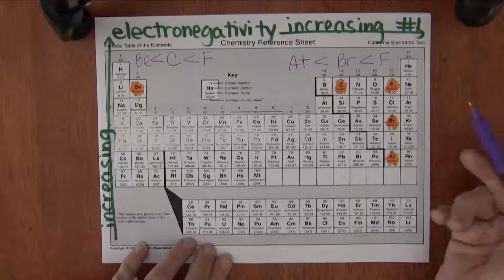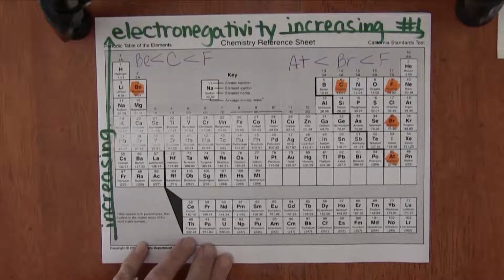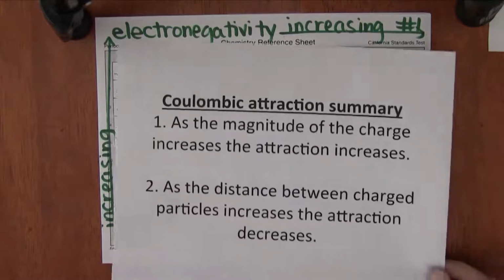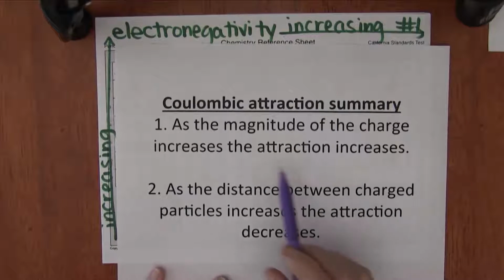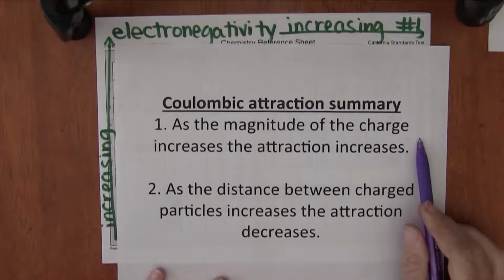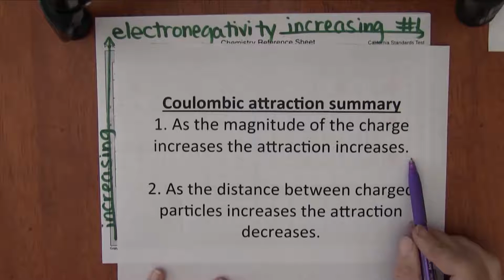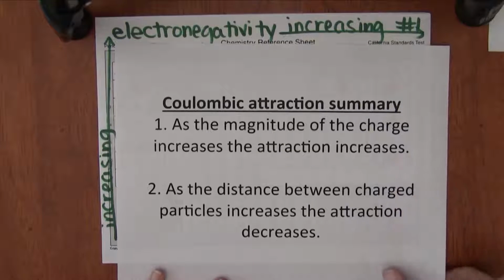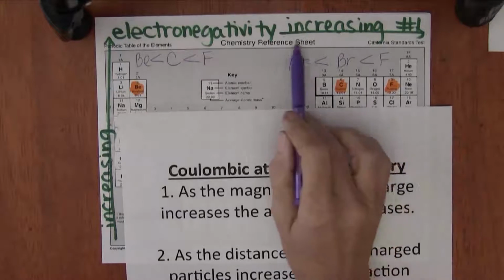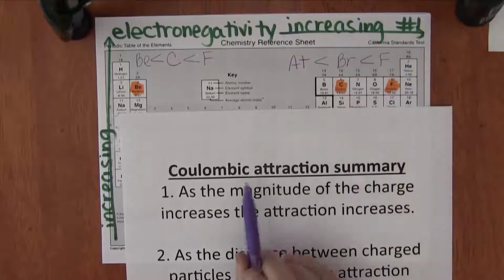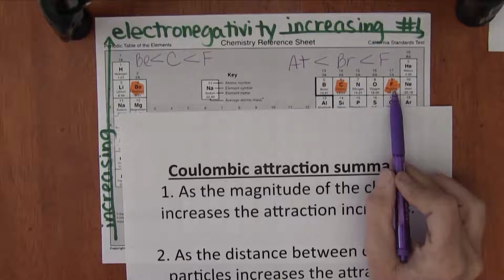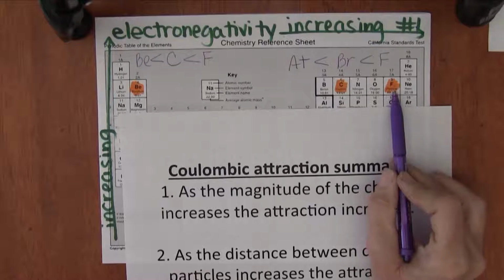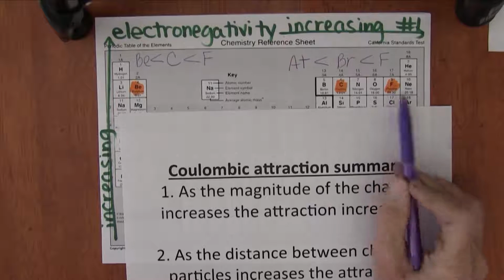Well, you should ask why. You want to know why. And we're back to Coulombic attraction. As the magnitude of the charge increases, the attraction increases. So as the number of protons increases, the electrons are held stronger. And that accounts for your left-right trend here. Over here, there's more protons. Therefore, those electrons are held tightly. And when he's sharing electrons, he's holding them tightly.